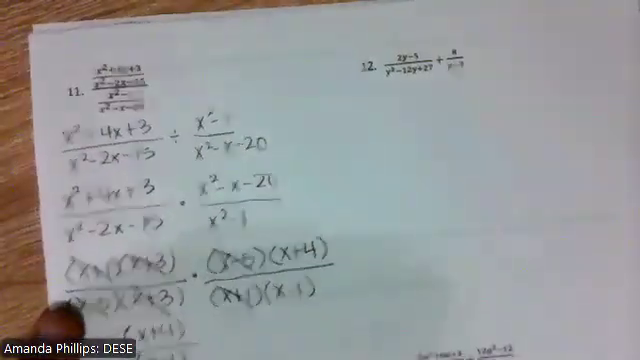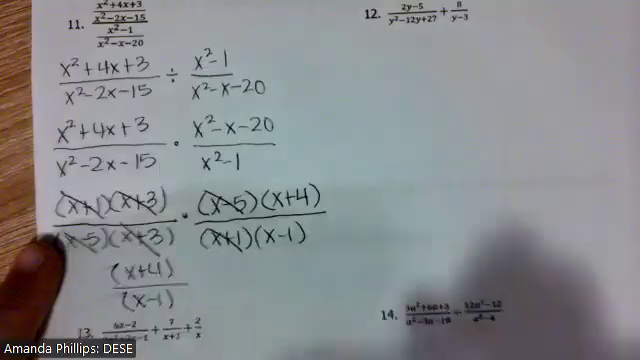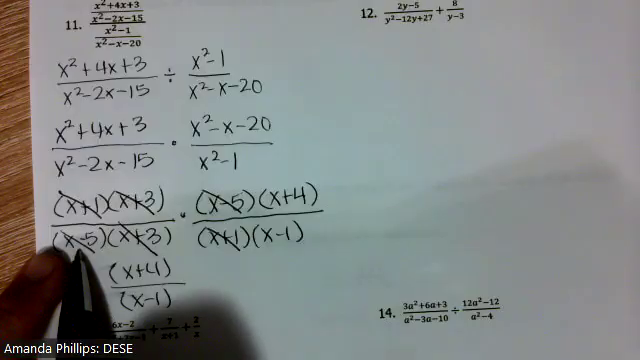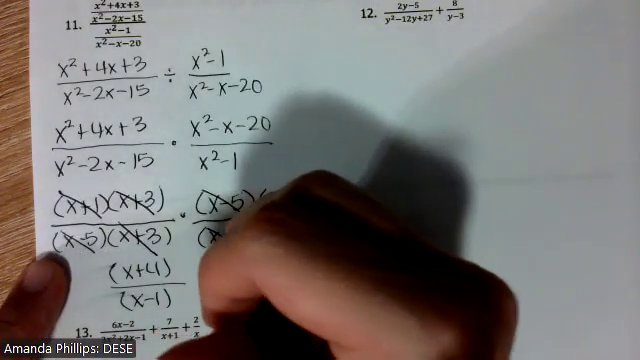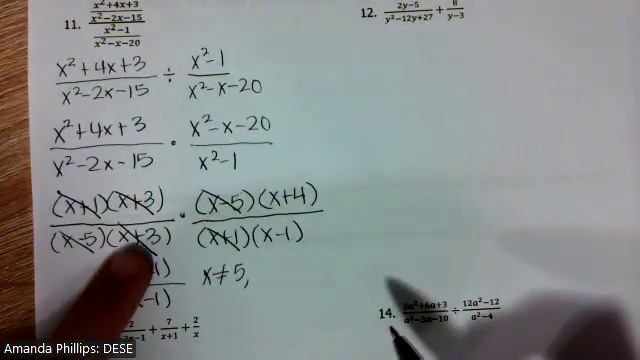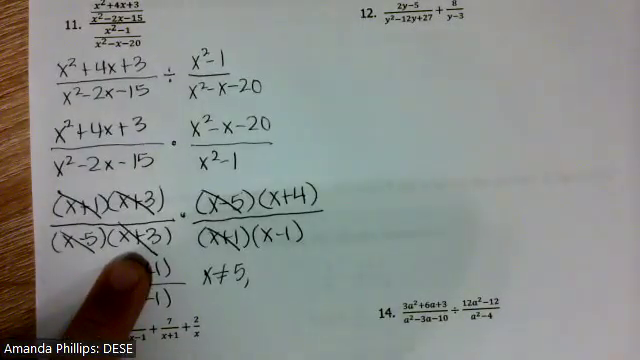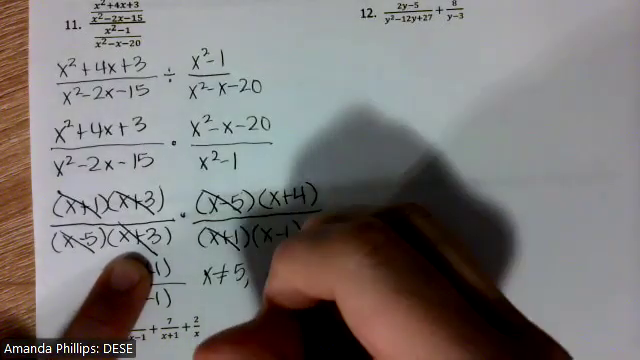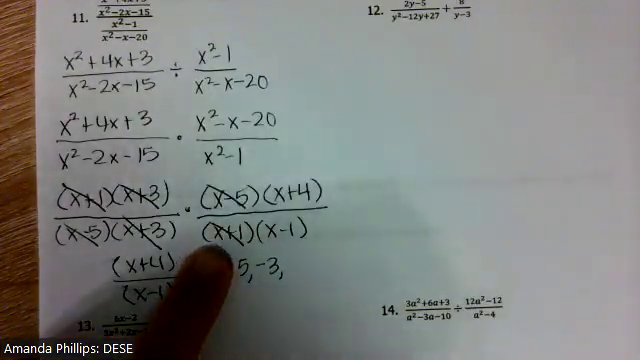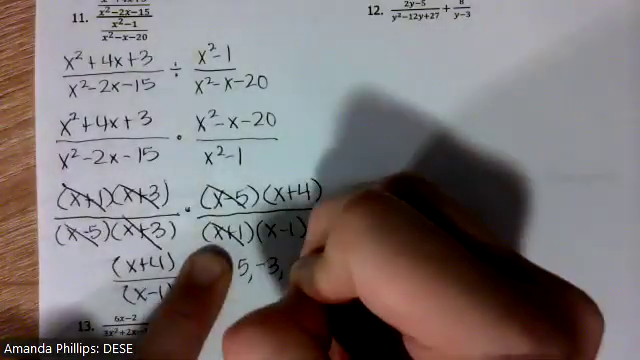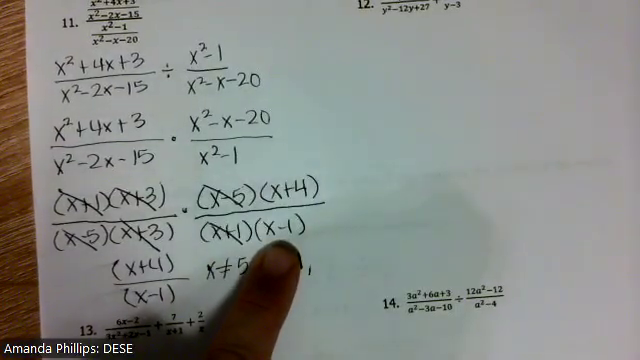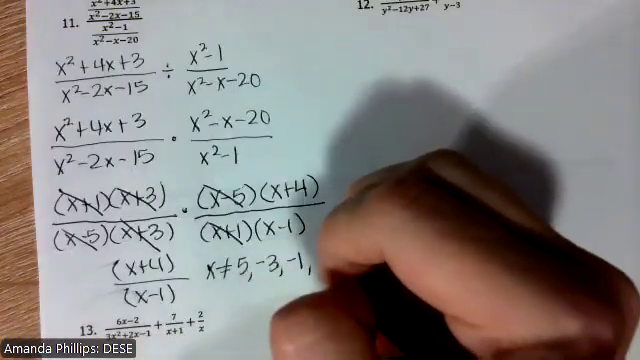Now, the restrictions have to come from what we had before we started canceling. So if I look at this, now I'm going to start doing some of this in my head just so I can write less. If you need to write it out every time, you can. So I know that x minus 5 cannot be 0, which means x cannot be positive 5, right? I know that x plus 3 cannot be 0, so x cannot be negative 3. I know that x plus 1 cannot be 0, so x cannot be negative 1. And I know that x minus 1 cannot be 0, so x cannot be positive 1.